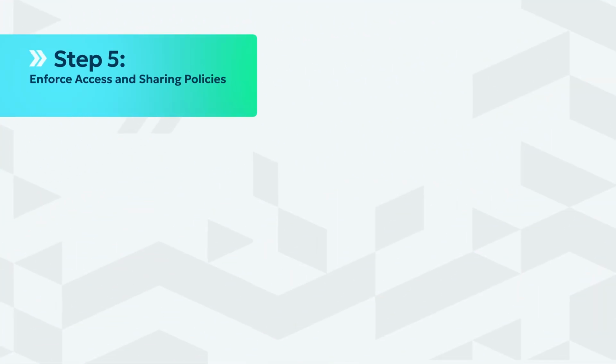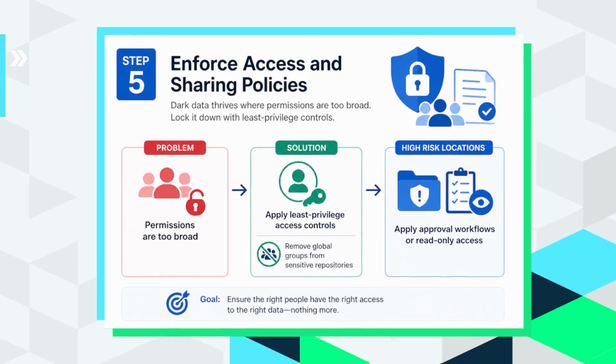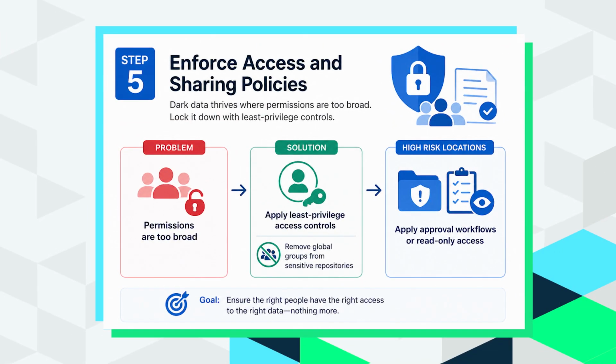Step 5. Enforce access and sharing policies. Dark data thrives where permissions are too broad, so replace blanket access with least privilege controls, removing global groups from sensitive repositories. For your highest risk locations, apply approval workflows or read-only access.